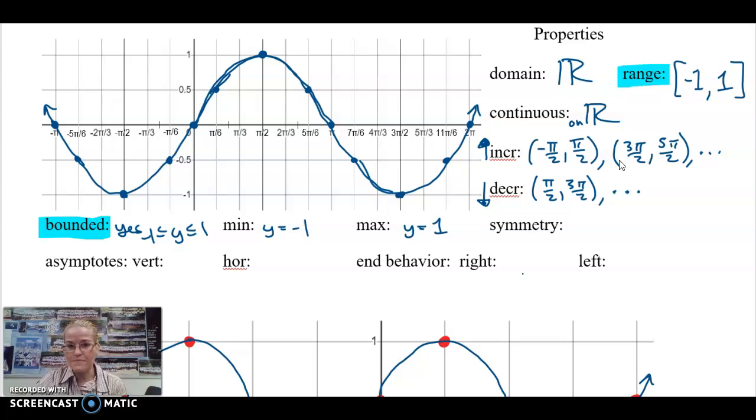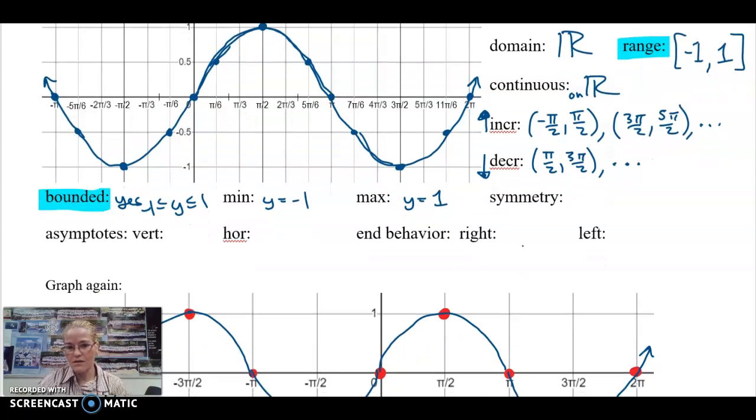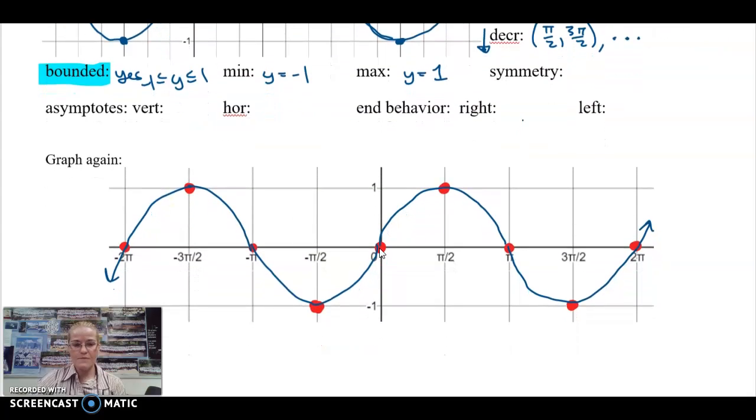So symmetry, maybe not as easy to see on this graph, but on our more general graph, absolutely symmetric about the origin. If you flip this, spin this around 180 degrees, you get the exact same graph. So symmetry is odd, and this is important. We will use this odd fact. Sine of negative x is equal to negative sine of x. That's almost like a trig identity that we use, but it's not so much a trig identity as it is a property of its symmetry.